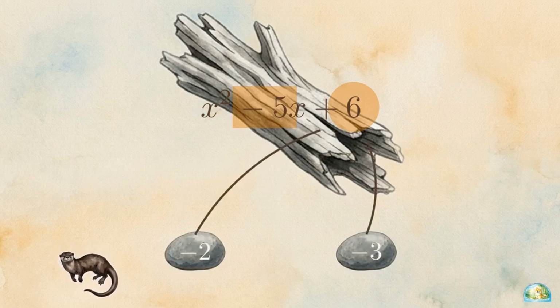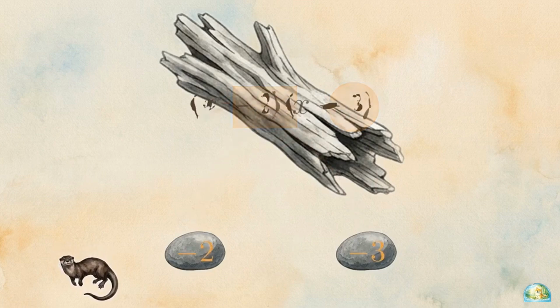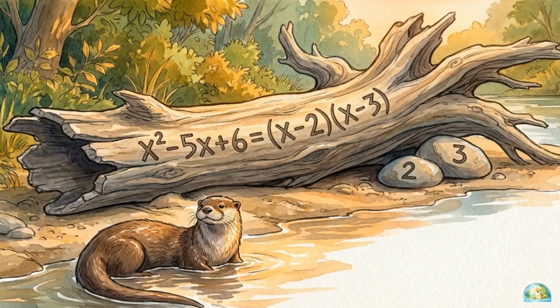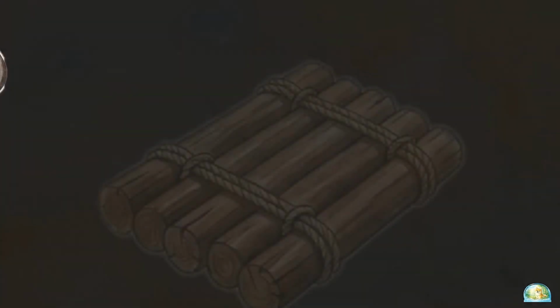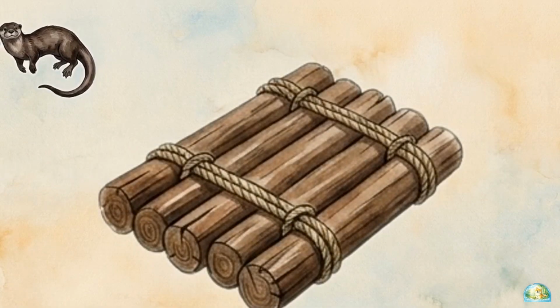Because the leading coefficient is 1, we can place these values directly into the binomials, x minus 2 and x minus 3. This structure shows us the zeros are the values of x that make each factor 0. x squared minus 5x plus 6 equals x minus 2 times x minus 3, so the zeros are 2 and 3. Sedge reaches the factor raft, where the leading coefficient is no longer 1.